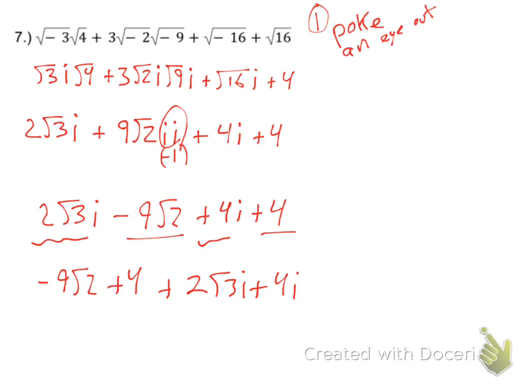Guys, again, I need to put it in a plus bi form. Here's the crazy thing about this, guys: a, which is the real thing, is all of this. It's -9 square root of 2 plus 4. That is a. You could take a calculator and give me a decimal for it if you wanted, but that's the exact answer.